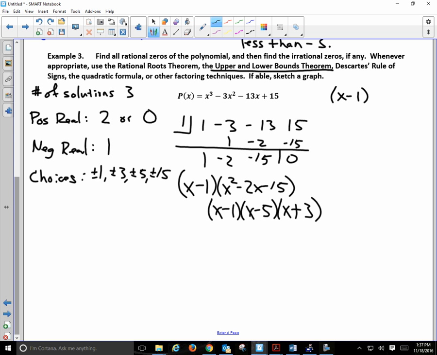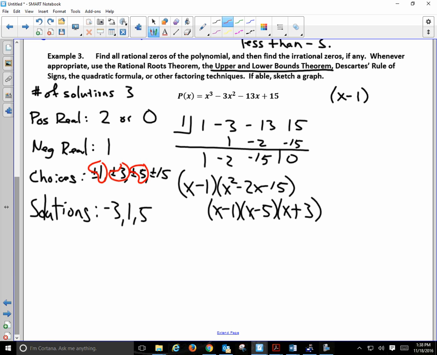Does x squared minus 2x minus 15 factor? Great. So my solutions are what? Negative 3, 1, and 5. Now, here's my favorite part. Negative 3, it was one of your choices. Positive 1, it's one of our choices. 5, it was one of our choices.